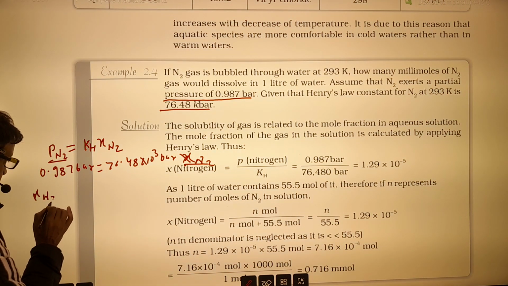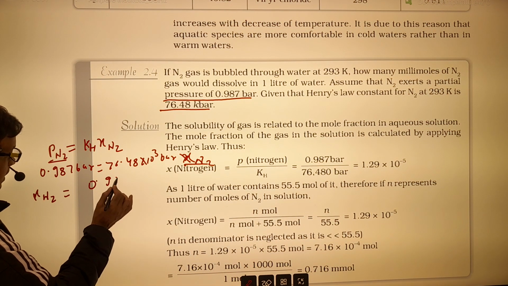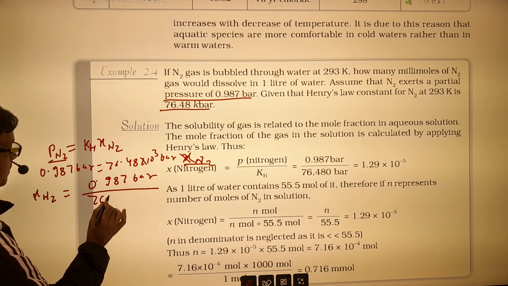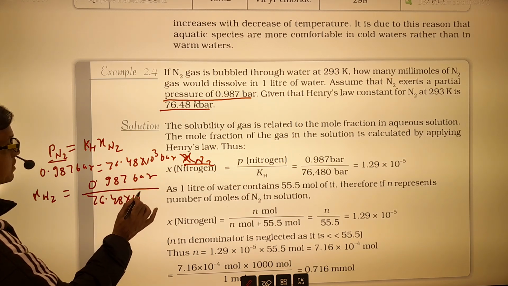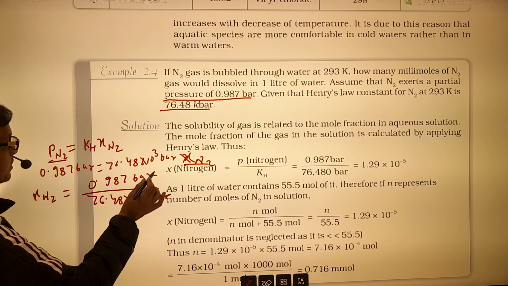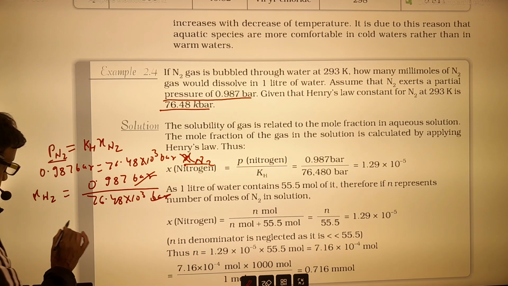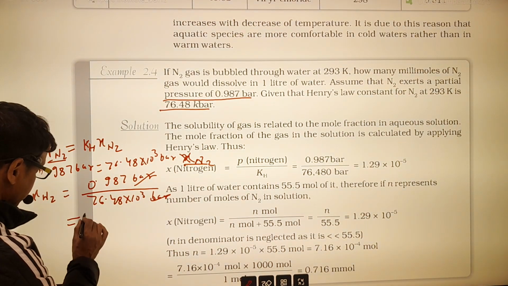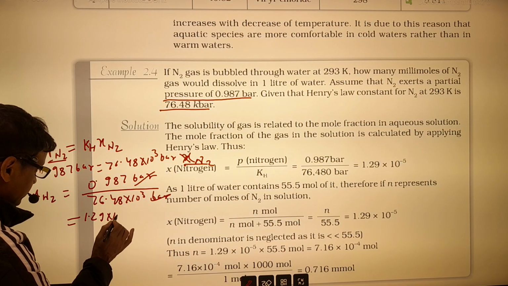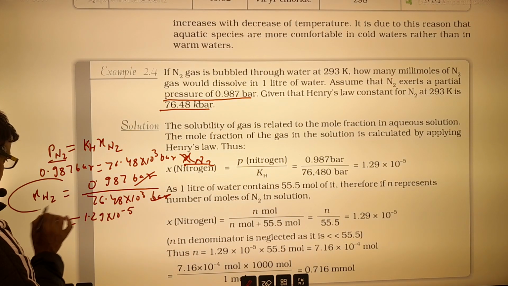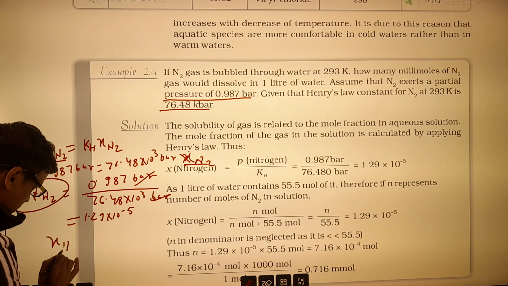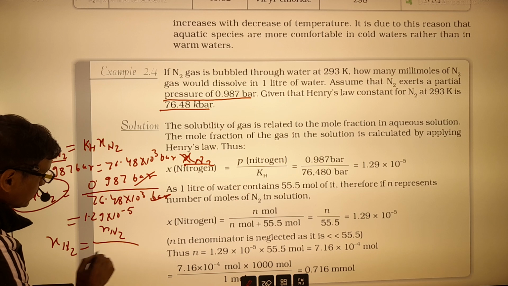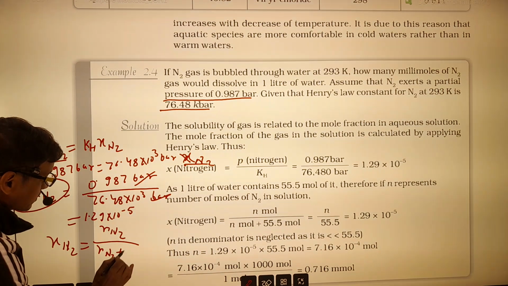So the mole fraction of nitrogen will equal 0.987 bar upon 76.48 into 10 power 3 bar. Bar cancels out, and on solving this you will get 1.29 into 10 power minus 5. You got the mole fraction of nitrogen. Now the mole fraction of nitrogen equals the number of moles of nitrogen upon the number of moles of nitrogen plus the number of moles of water.